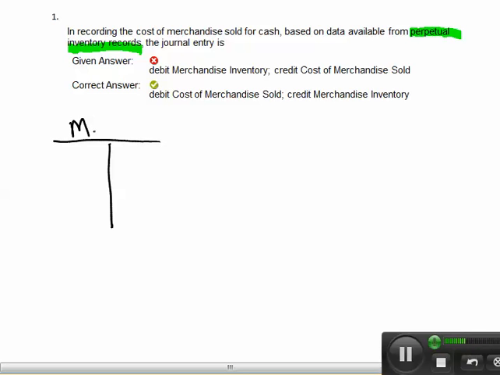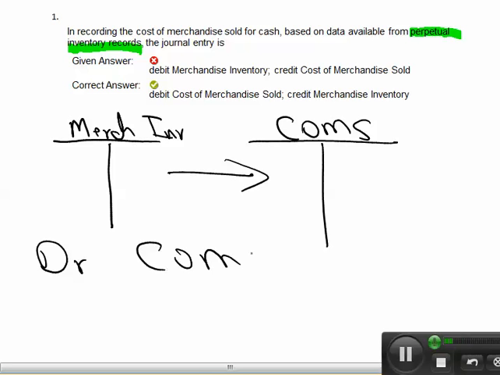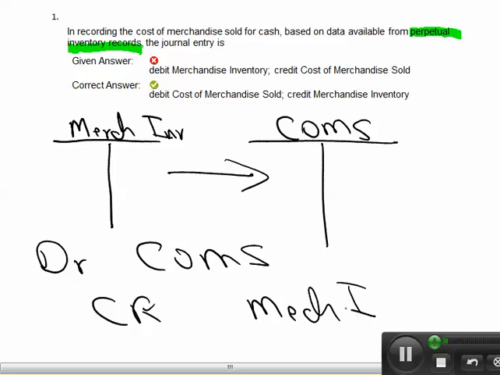First, I have my merchandise inventory. That's a balance sheet account. It's an asset. And then I have my cost of merchandise sold. That's an expense account. So when I sell it, I'm going to take it out of inventory and I'm going to move it over to cost of goods sold. So the journal entry is going to be a debit to our cost of merchandise sold, and we will credit our merchandise inventory for whatever the respective dollar amount is.